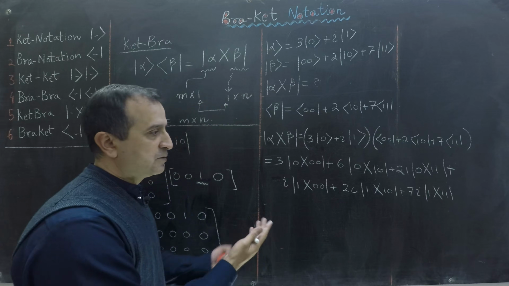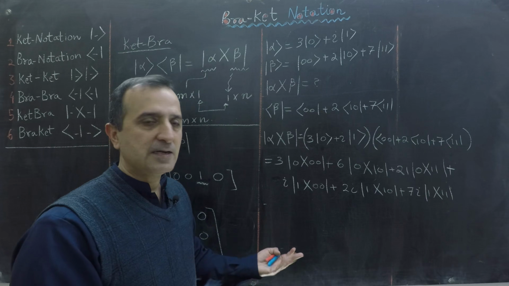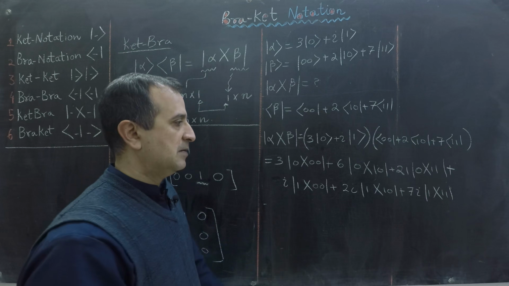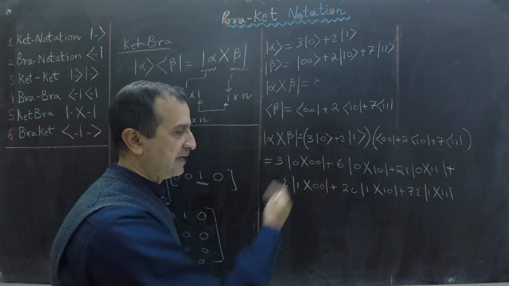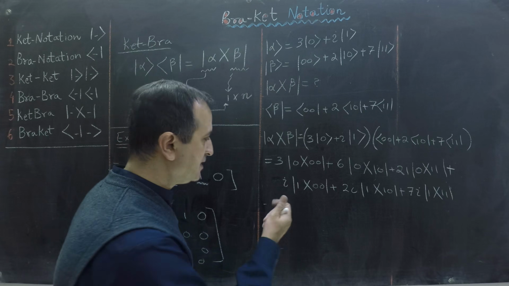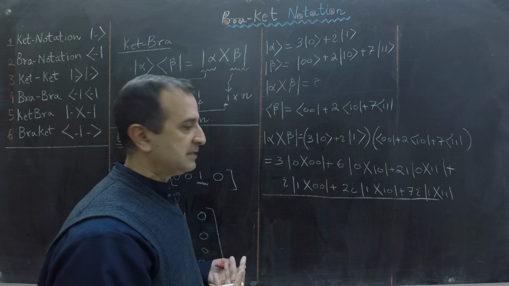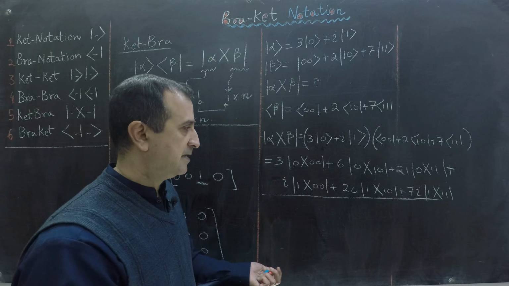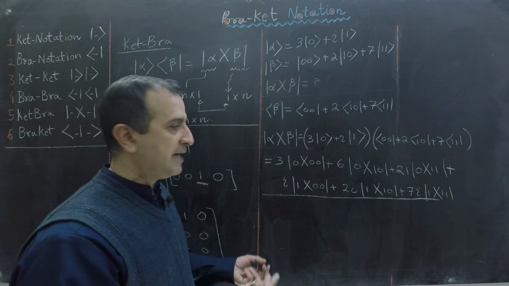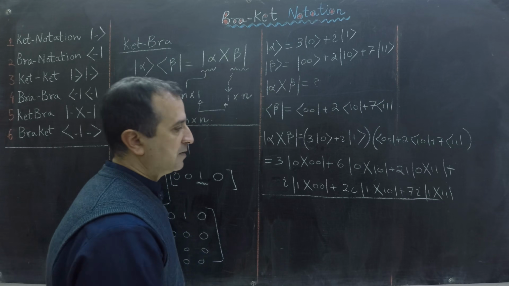Now this should be my final answer if I only have to find the result in Bra-Ket notation. But to explain things clearly, I also want to express it in terms of a matrix. So let's do that. First, let's decide what the dimension of my resultant matrix will be. To that end, let's find out how many rows my matrix will have.